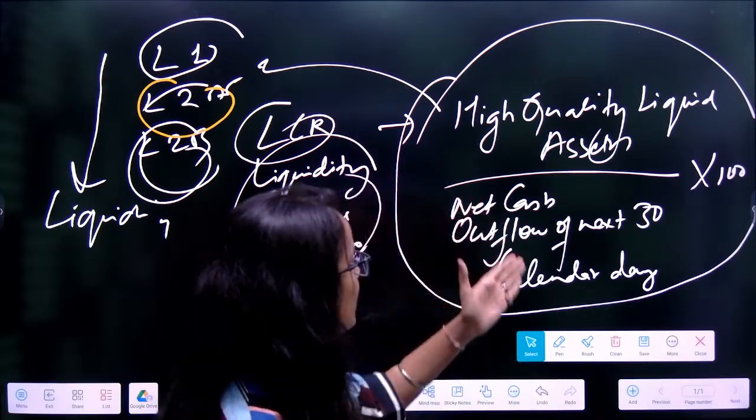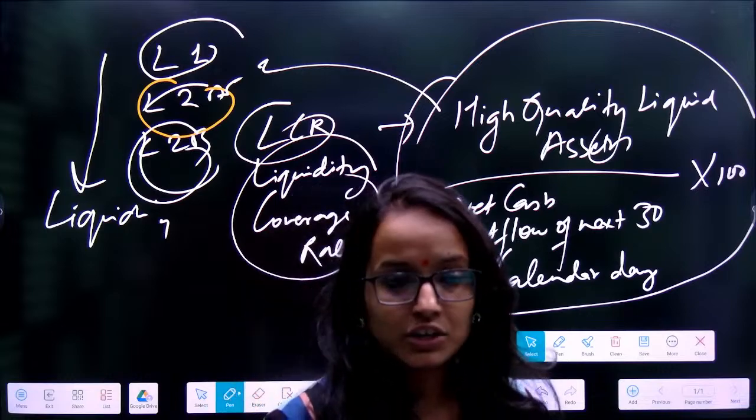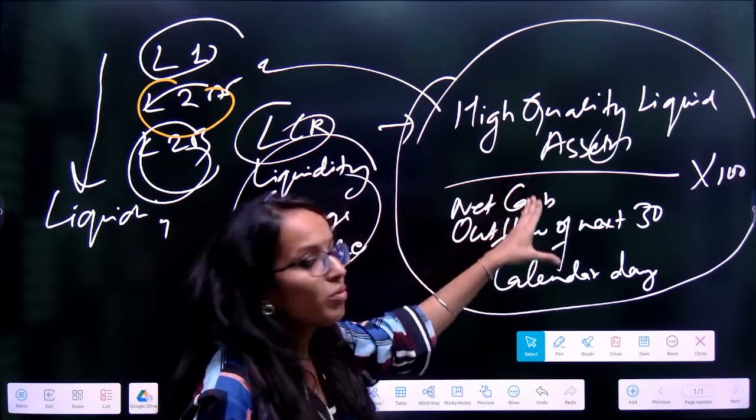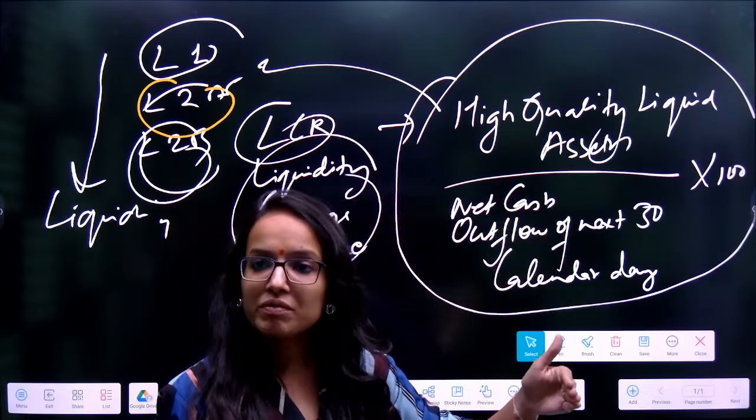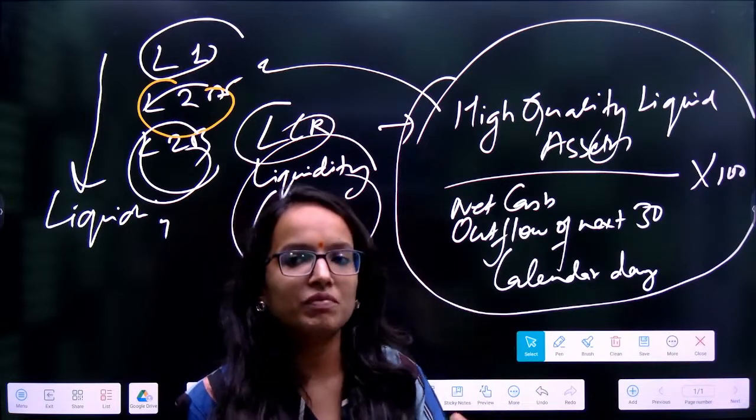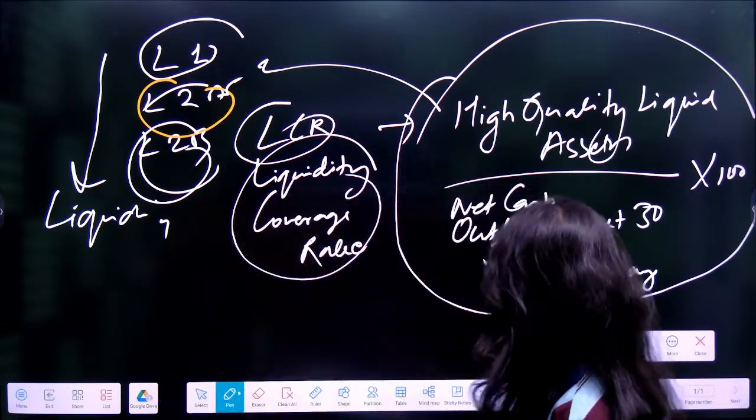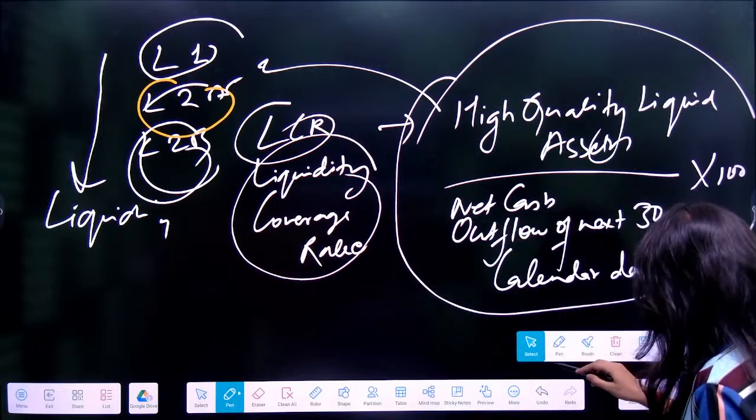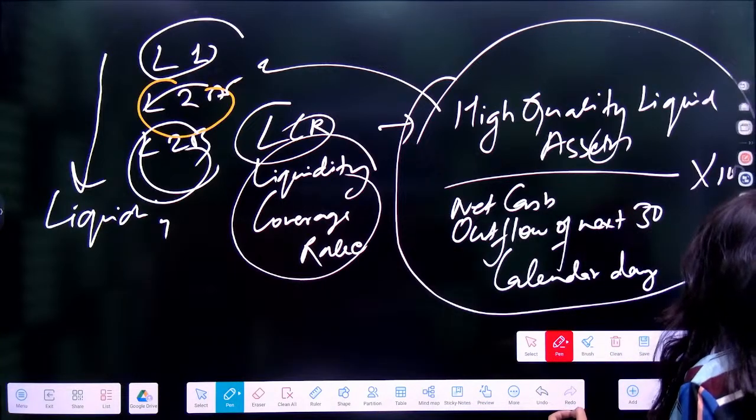This is what LCR is. Understood? So you have to maintain high quality liquid assets for meeting your liquidity obligations for the next 30 calendar days. This is what LCR reflects. I hope you have understood this entire concept. Okay. Now moving back to the analysis.